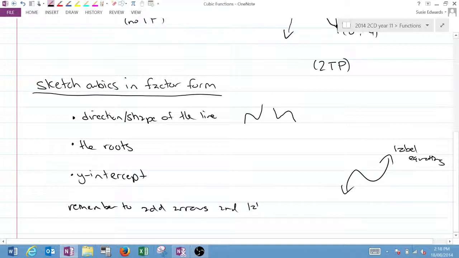Your marks are going to be for the right direction, so your line has to be going the right way. Your roots, so you need to label and show the roots. And the y-intercept, you need to label and show the y-intercept, and at the end put arrows and a label on it. Everyone okay with that? I'll show you how to do each of those three main things.